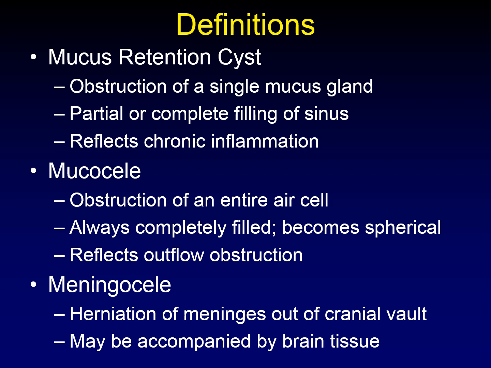A meningocele is herniation of meninges out of the cranial vault. It doesn't have to happen into a paranasal sinus, but in our case it's happening, and it makes for a nice comparison. If the meningocele is accompanied by brain tissue, then we call that an encephalocele.